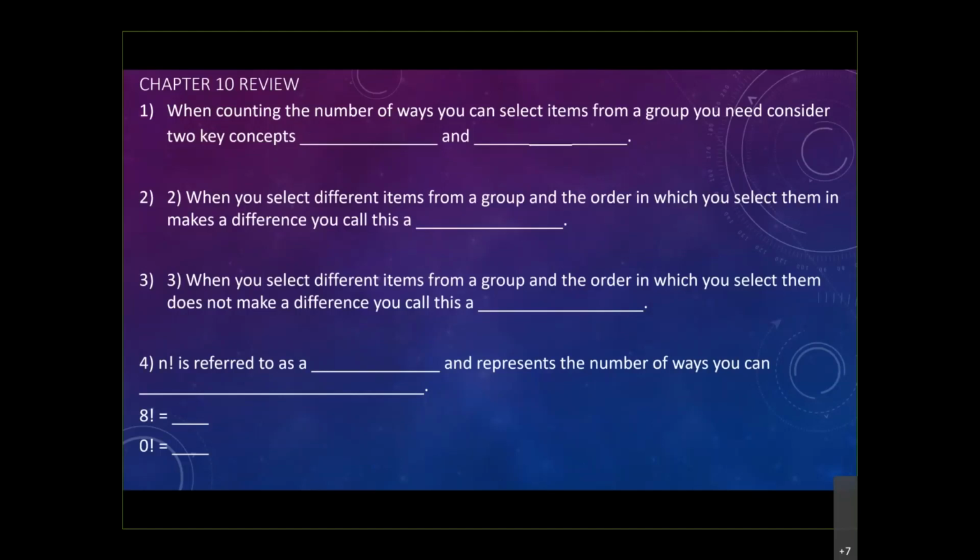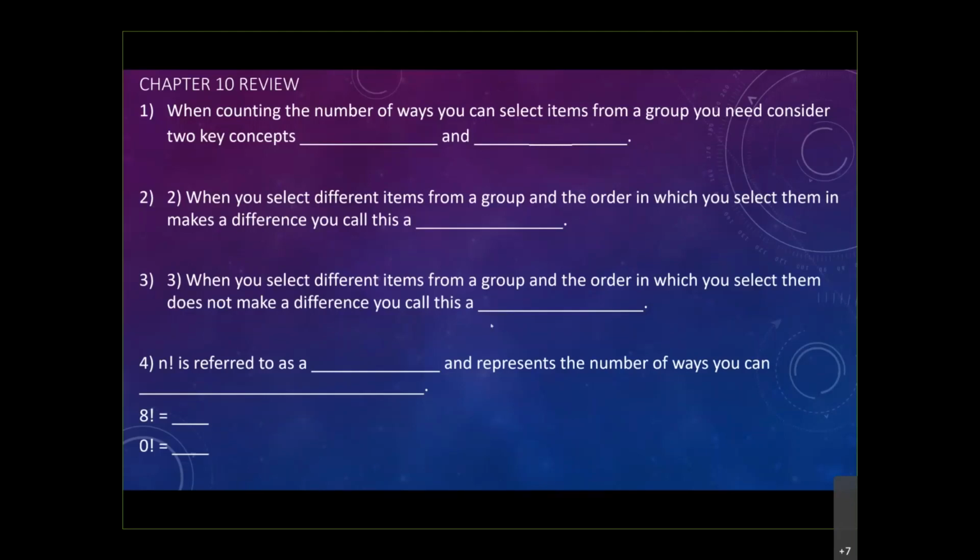When we see a problem, what is the keyword that we need to look for? Okay, so number one, when counting the number of ways that you select items from a group, you need to consider two keywords. What are the two keywords?